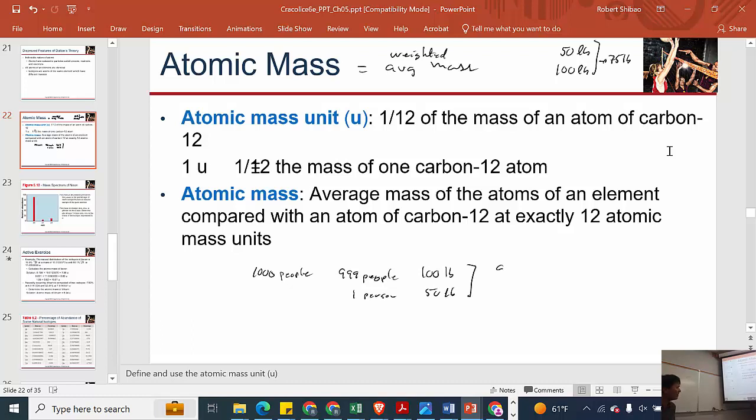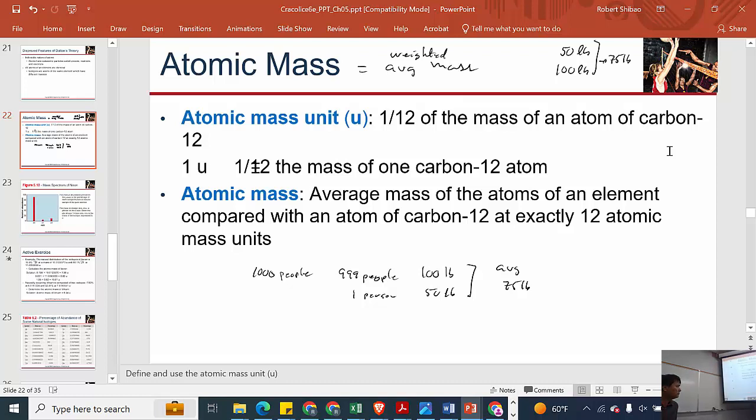And then what is the average? Is the average still going to be 75 pounds? No, what would the average be? The average person in this group would weigh about what? Could you figure it out? Yes, we could figure it out using some algebra.